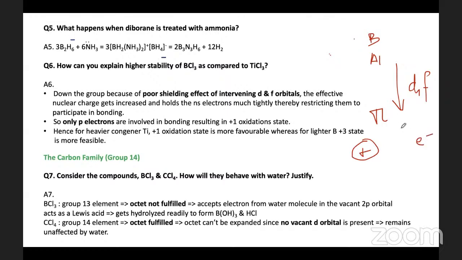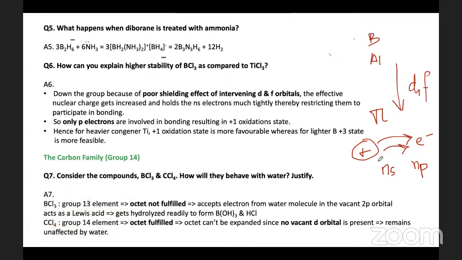Now, whenever we are going down the group, because of the poor shielding effect by the d and f orbitals, the electrons will be more tightly bound by the nucleus. That's why it will not allow the ns electrons. So the ns orbitals are actually closer, but np are away. s orbitals are closer to the nucleus, so the ns electrons will be more tightly bound to the nucleus. That's why they will not be involved in bonding.